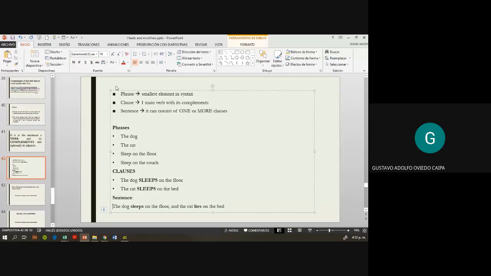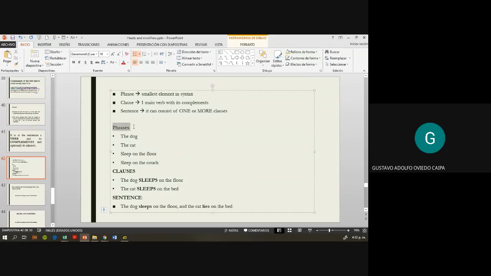But this would be a sentence. This will be a sentence. It is a grammatical construction that can be one or more clauses. In this case, this sentence is made out of two clauses. So this one is one sentence, you see?